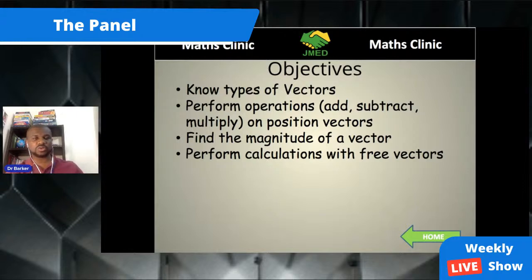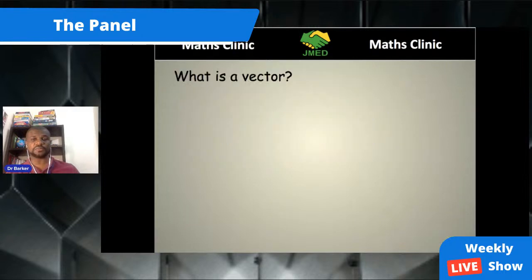So let's get going. Today's lesson is on vectors, and vectors is one of those topics that sometimes students have good relationships with, and some find very, very difficult. In some cases, it's not even taught because maybe the teacher doesn't cover it or there isn't time in the curriculum for it. There are a number of things related to vectors. We need to know the different types of vectors, perform operations, add, subtract, multiply on vectors and on position vectors, find the magnitude of a vector, and do some calculations on vectors. I'll try to make it sequential so that you can follow through and understand what's going on.